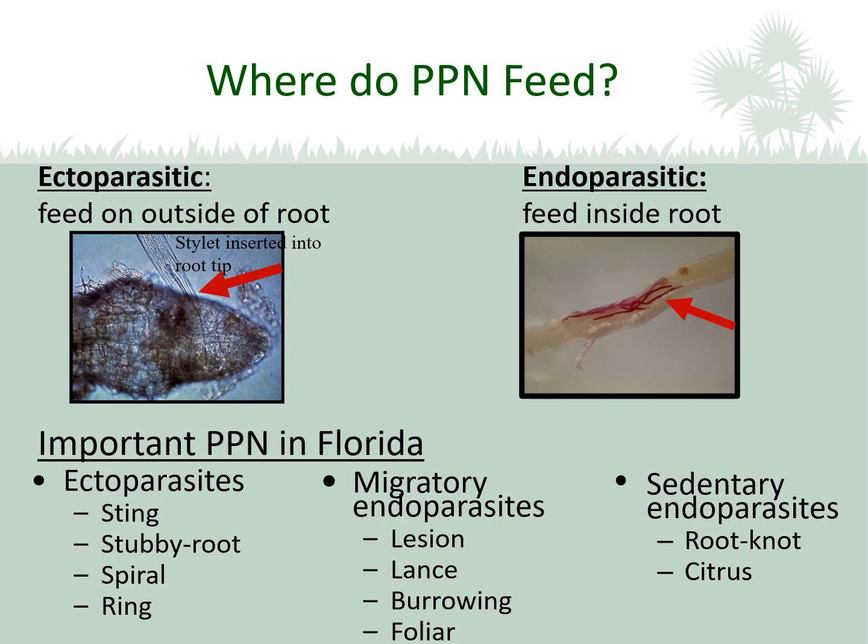There are also migratory endoparasites. So these are inside the root, but they move. These are lesion, lance, burrowing, and foliar nematodes. And there are other endoparasites which are sedentary. Once they get into the root, they do not move. And this will be root knot and citrus.